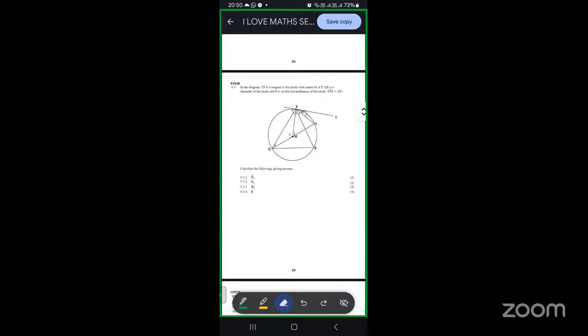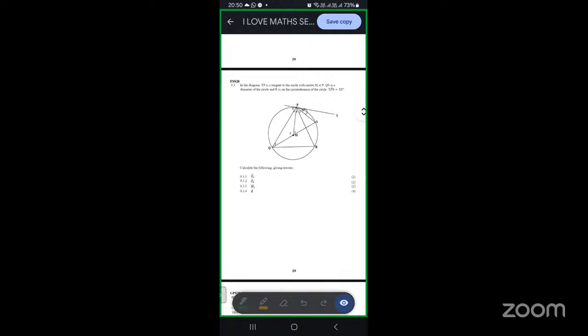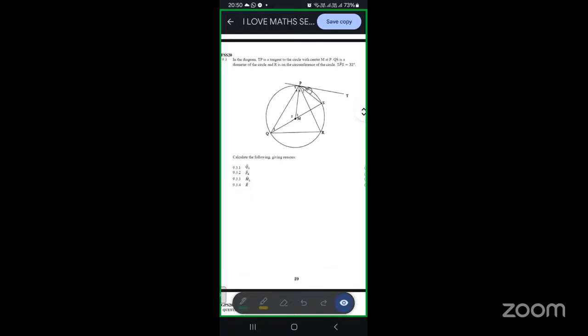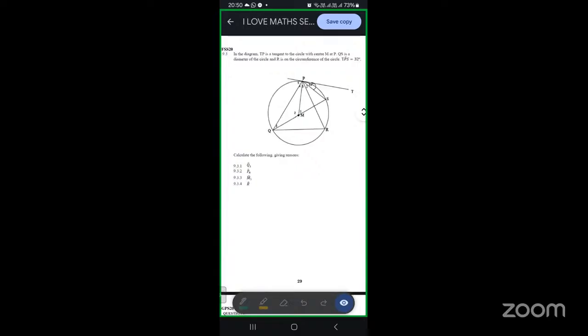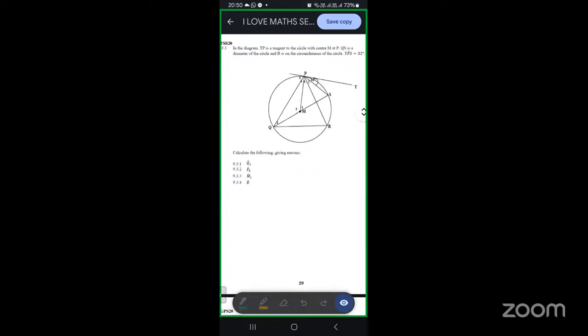Sir, may you please repeat your question? Oh, okay, my question. I was asking if there is anyone of you guys who can answer question 9.3.1, the one that is requiring us to find the size of angle Q1 with some reason? So can you please zoom in a bit? Oh, okay. Let me do so. Is it now okay? Yes, sir. Thank you.